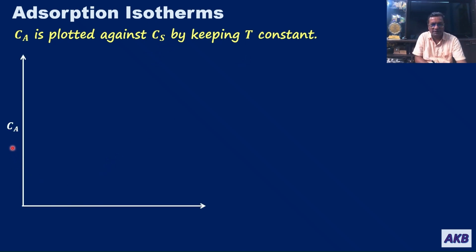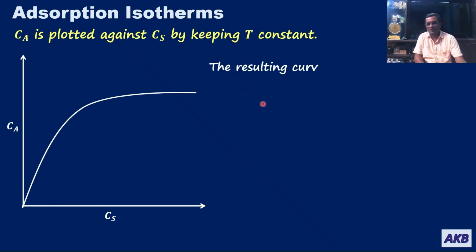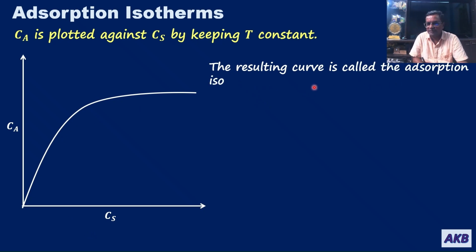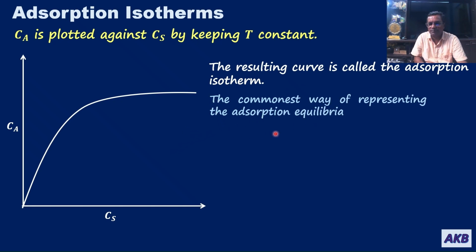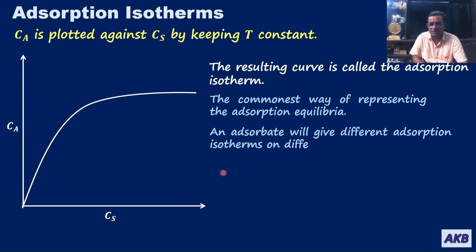So if you plot Ca on the y-axis and Cs on the x-axis, you will get a curve, and this resulting curve is called the adsorption isotherm. You have to note that this is the commonest way of representing adsorption equilibrium. Out of the 3 ways which I have just told you, this is the commonest way of representing adsorption isotherm, adsorption equilibrium.